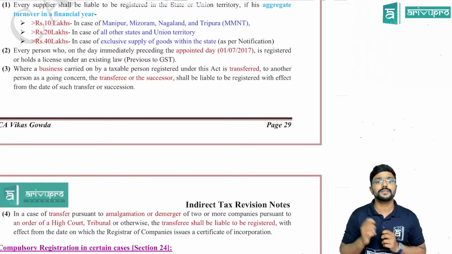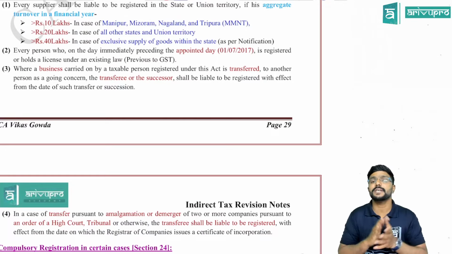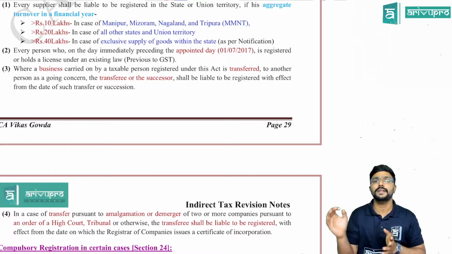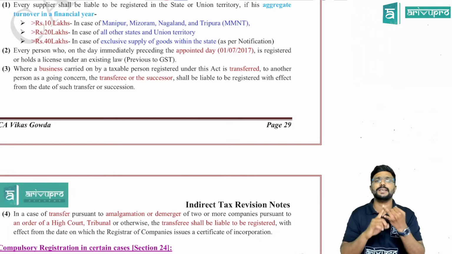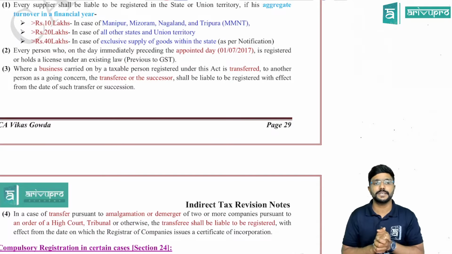Then every person who, on the date on which the GST is implemented, that is 1st July 2017, is already registered under the previous indirect tax regime, that is either VAT, CST or service tax, then automatically he has to get registered under GST.